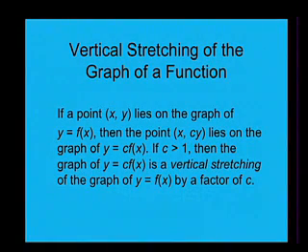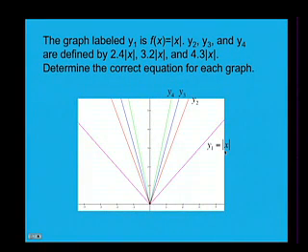Vertical stretching of the graph of a function. If a point (x, y) lies on the graph of y equals f of x, then the point (x, cy) lies on the graph of y equals c times f of x. If c is greater than 1, then the graph of y equals c f of x is a vertical stretching of the graph of y equals f of x by a factor of c. Let's take a look at an example of this.